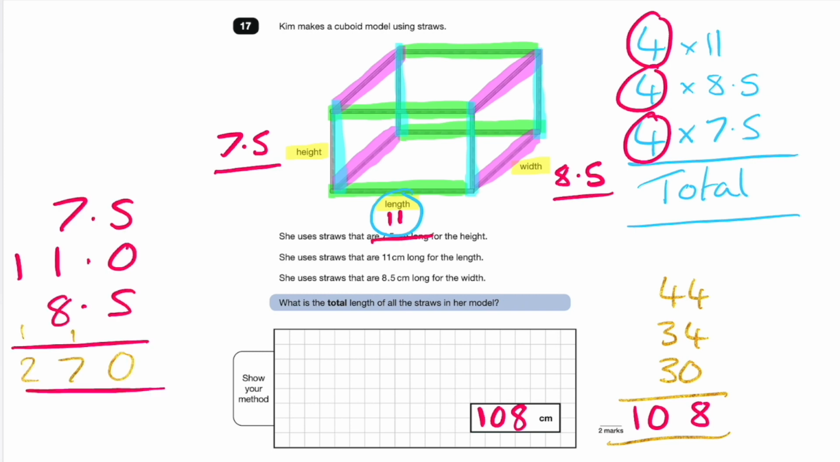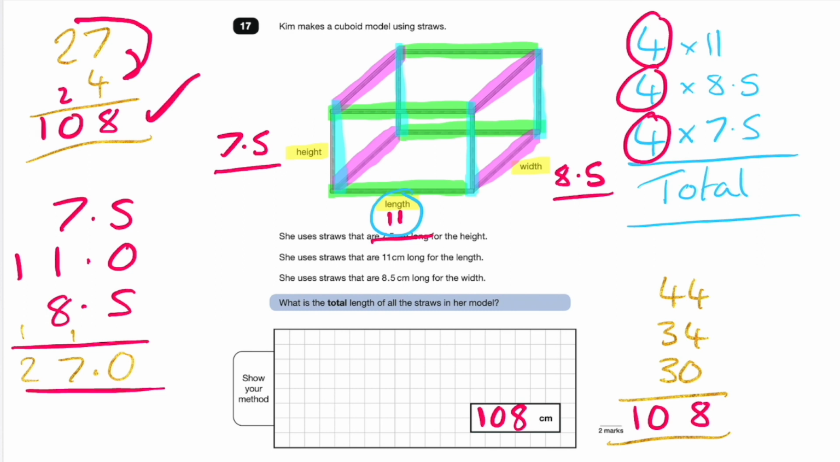So let's do that. Gives me 27. And then if I times my 27 by 4, 4 times 7 is 28. 4 times 2 is 8, plus the 2 is 10. Gives me the same answer. So my total, 108 centimeters.